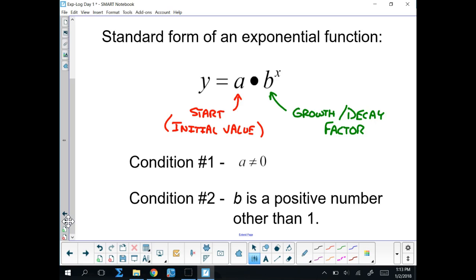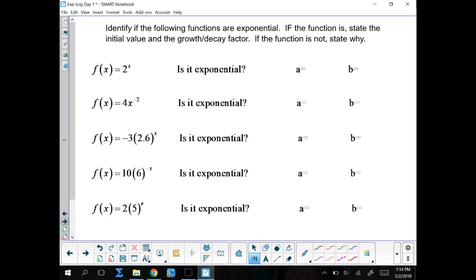Okay? So the rule is the variable's in the exponent. The conditions are a can't be 0, b's got to be positive, but it can't be 1. Okay? Anything else works out, as long as the rule and the 2 conditions are met. Okay? So, identify if the following functions are exponential. If the function is, state the initial value and the growth decay factor. If the function is not, state why.